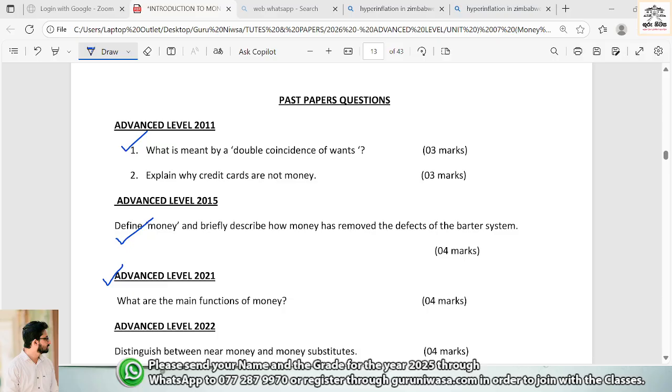Second question, the first one, okay. In the second one, 2015, you haven't explained how money has removed these drawbacks of the barter system. You need to explain what double coincidence of wants is, and the other part is how money removes that drawback. You haven't explained much. 2021 is simple, good. Now the 2011 paper question.